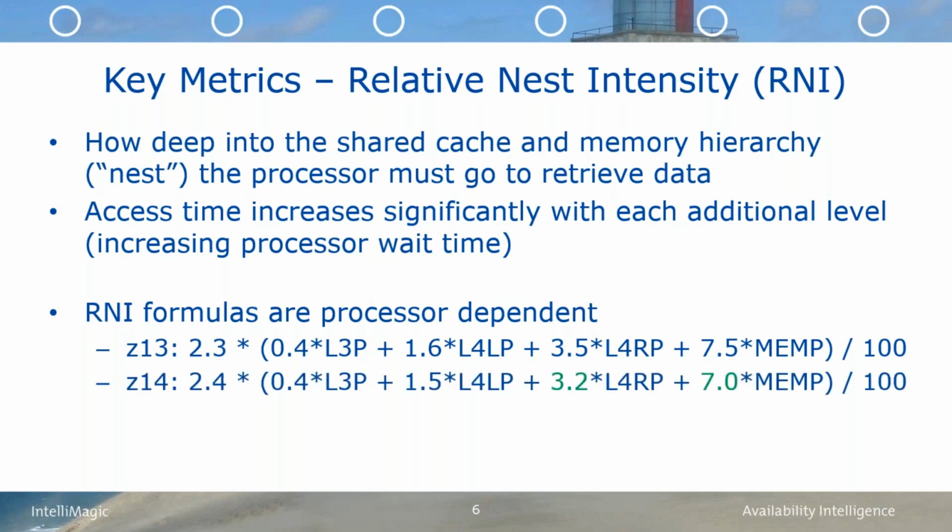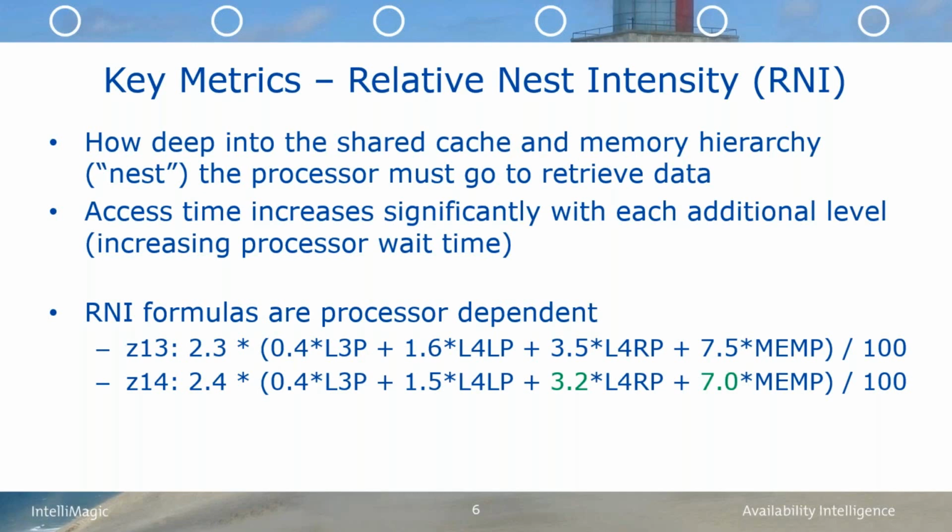Now here's the RNI formula for the z14. It's similar to the z13, but note the significantly lower penalties for remote cache and memory accesses highlighted in green, which we'll discuss in more detail a bit later.